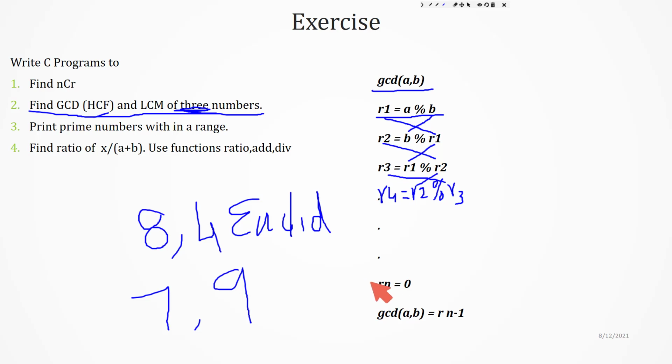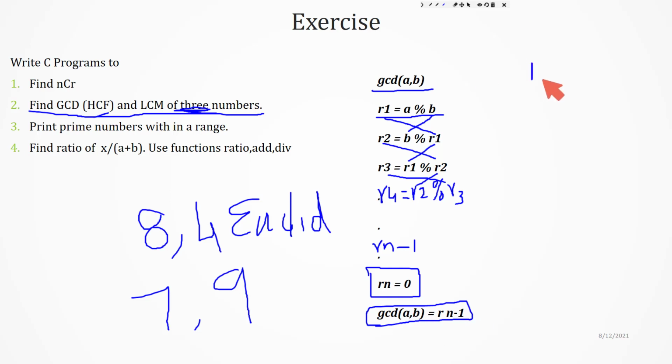At some point, you will get remainder 0. Then the GCD of those 2 numbers is found like this: before calculating Rn, we have one term called Rn minus 1. When we calculate Rn, we get 0. So GCD of A comma B will be Rn minus 1.